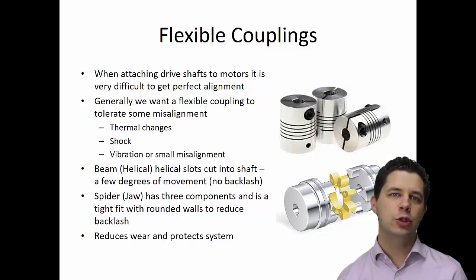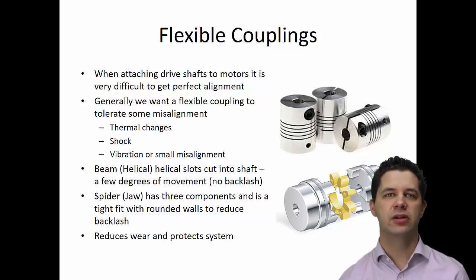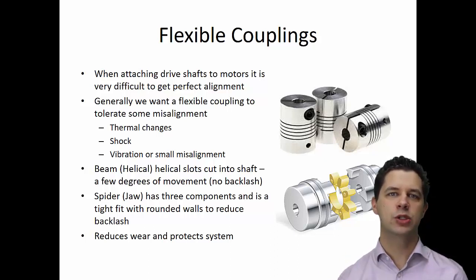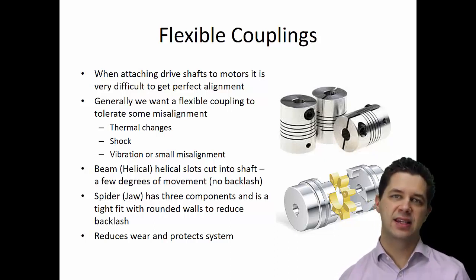And so if we can introduce a flexible coupling, which we often do, we can tolerate a little bit of misalignment within the system, particularly as we have thermal changes and expansion and contraction that occur at different rates for different materials. There's a few different types of these. You can see the helical slot cut ones where you've essentially got a block of aluminium or something like that and a whole lot of slots cut into it, which allow for a little bit of movement as it can move around. And these have the added benefit of having no backlash.